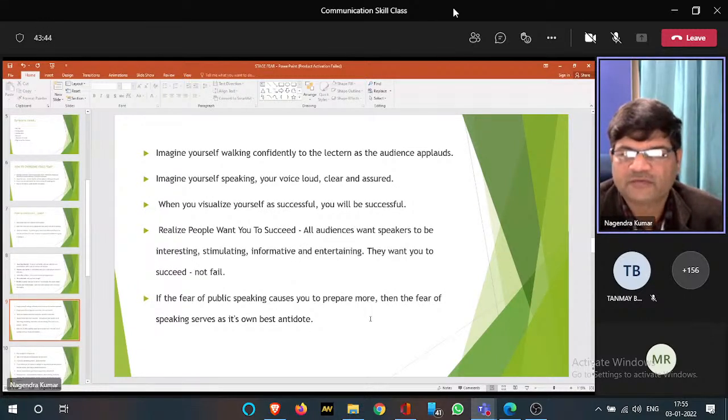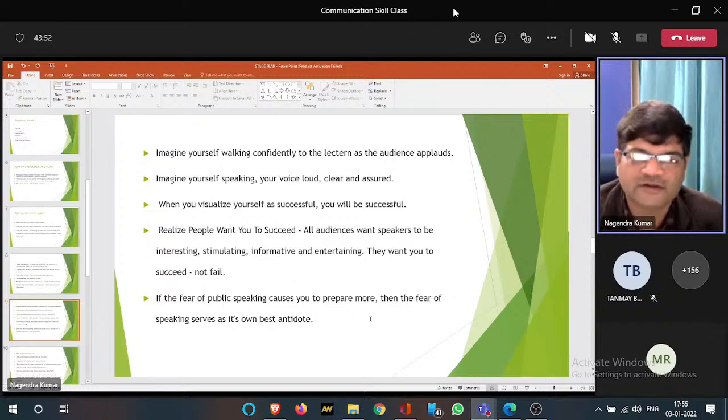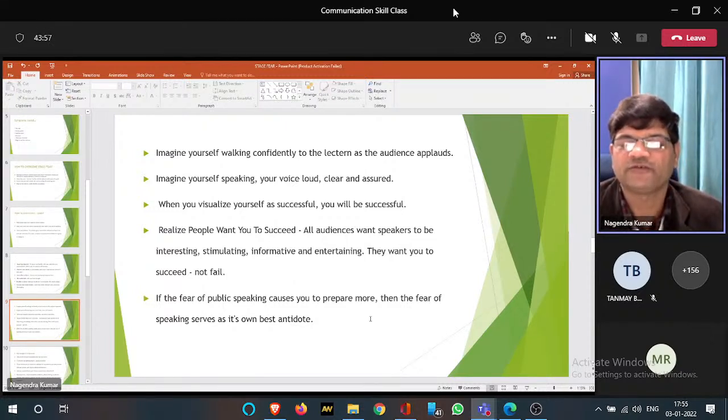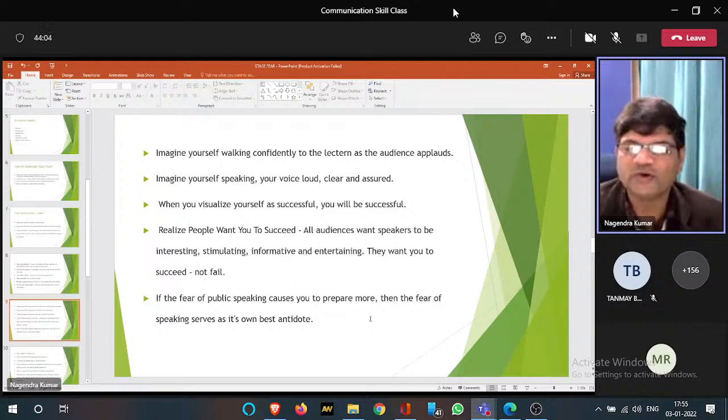Imagine yourself walking confidently to the lectern as the audience applauds. As I said, you close your eyes, you visualize the occasion. Imagine yourself speaking, your voice loud, clear and assured. Sometimes we used to practice it in our own closed rooms, speaking aloud as if we are addressing a large gathering, and that used to give us a lot of confidence. Realize people want you to succeed. All audiences want speakers to be interesting, stimulating, informative and entertaining.